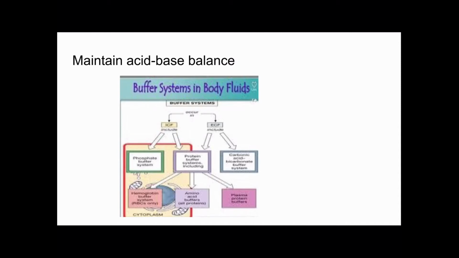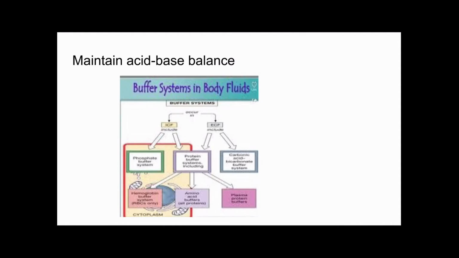In the intracellular fluid, also known as cytosol, we use the phosphate buffer system often. Both in the intracellular fluid and in extracellular fluid, we use what's called the protein buffer system, and then pretty exclusively in the extracellular fluid, we have the carbonic acid bicarbonate buffer system. So buffer systems are how the body maintains acid-base balance, and we're going to look at these buffer systems in a little more detail in just a bit. But basically this is another function of electrolytes in the body.